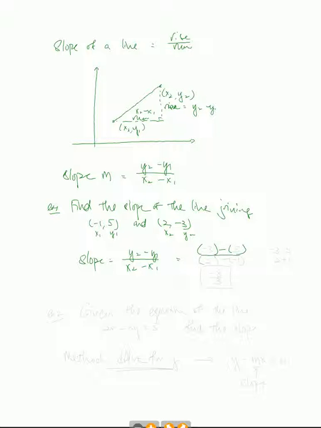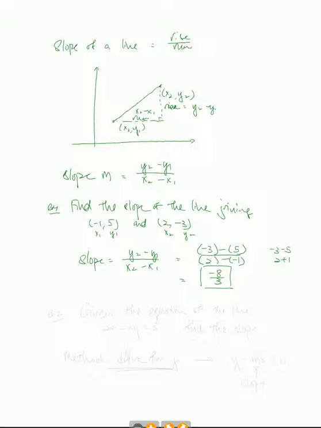which means you're going to subtract the coordinates. In this case, it will be negative 3 minus 5, and in the denominator, it's 2 minus negative 1. So at the top is going to read negative 8 because it's negative 3 minus 5. And in the bottom is going to be 2 plus 1, which is 3. So the slope for this question is negative 8 over 3.